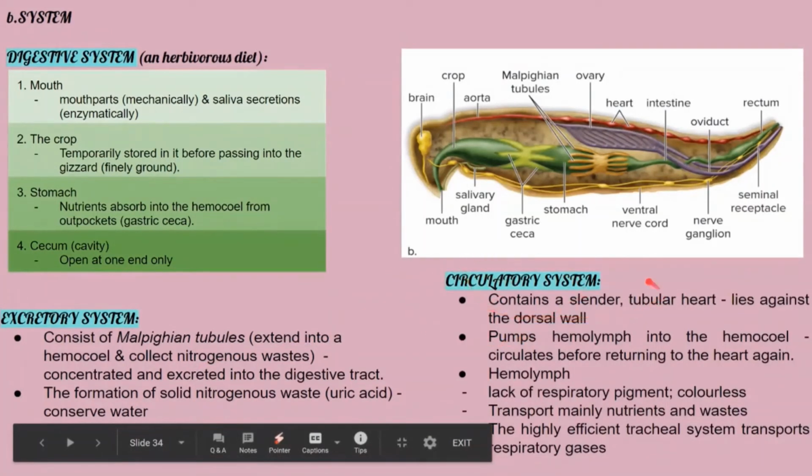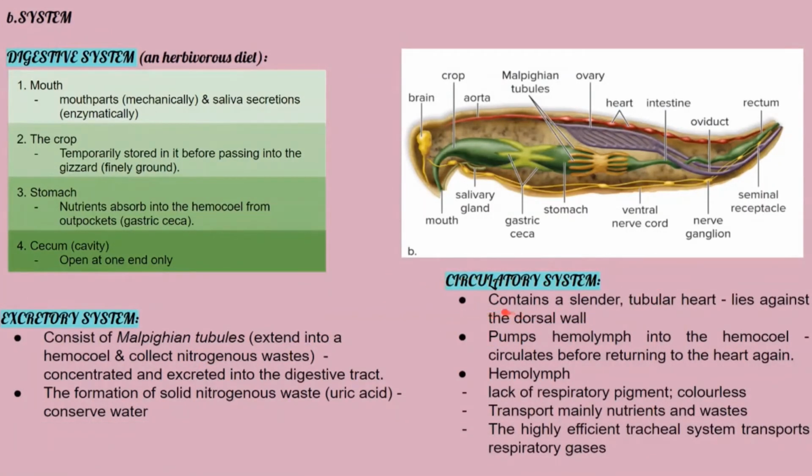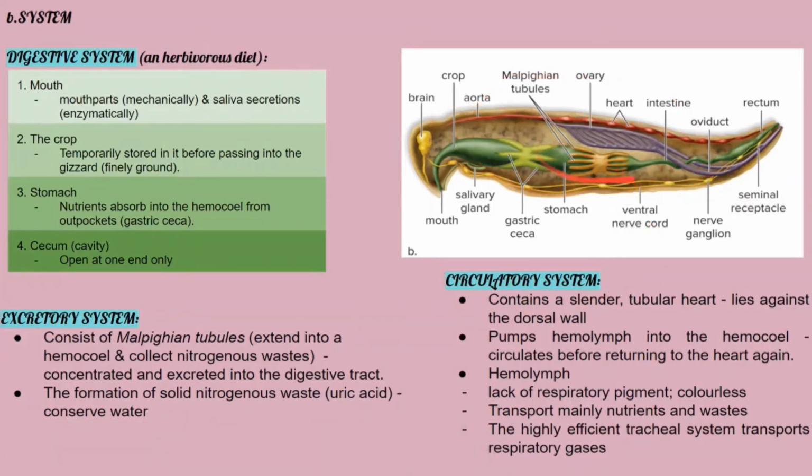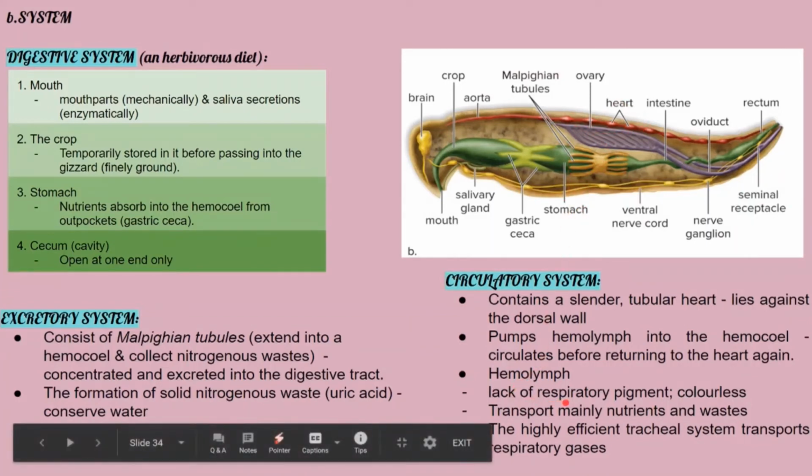Next is the circulatory system. The circulatory system contains a slender tubular heart that lies against the dorsal wall of the exoskeleton, and it pumps hemolymph into the hemocoel, where it circulates before returning to the heart again. The hemolymph lacks respiratory pigments such as hemoglobin. Because of that, it is colorless.